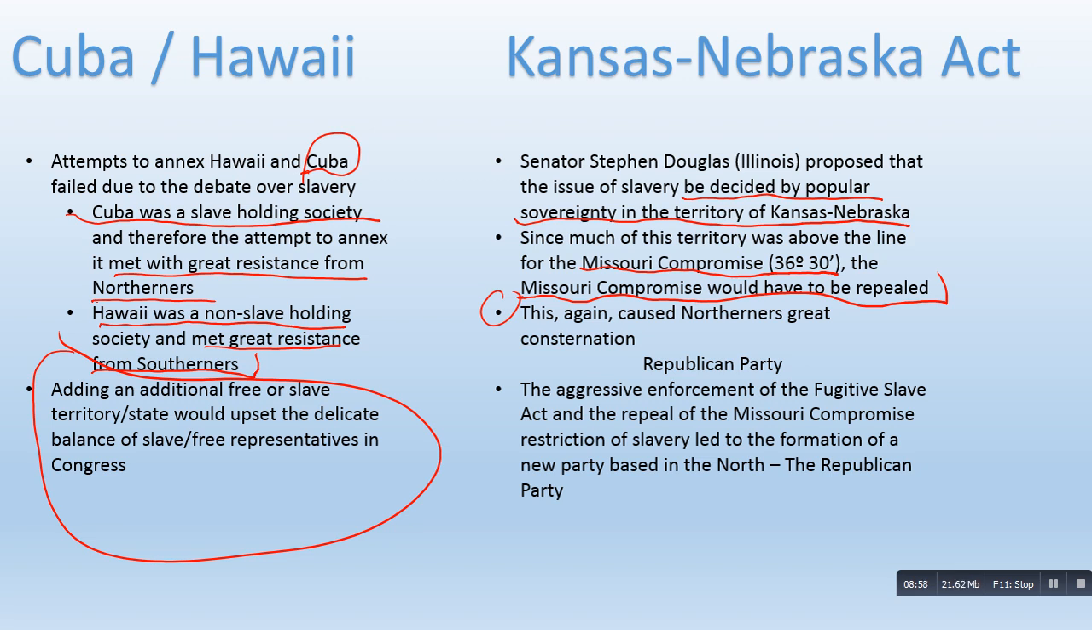And so you have the aggressive enforcement of the Fugitive Slave Act, as seen in the case of Anthony Burns, and the repeal of the Missouri Compromise. This led Northerners to say, uh-oh, we don't seem to be winning this battle to prevent slavery from spreading. What are we going to do? And it led to the formation of a new political party based in the North, and that is the Republican Party.